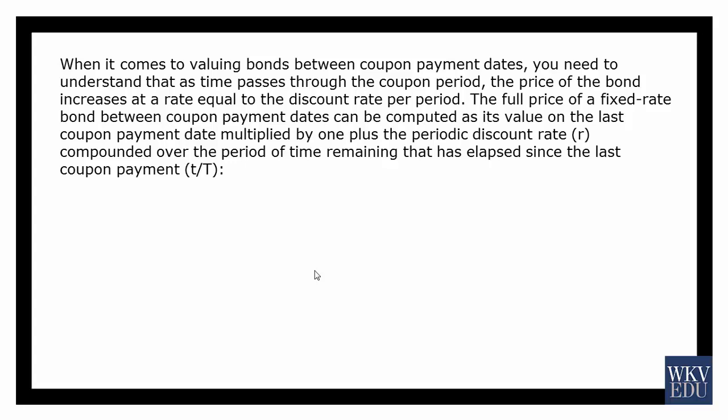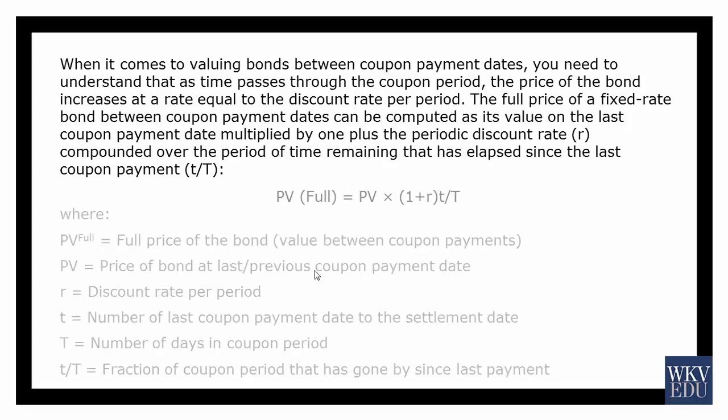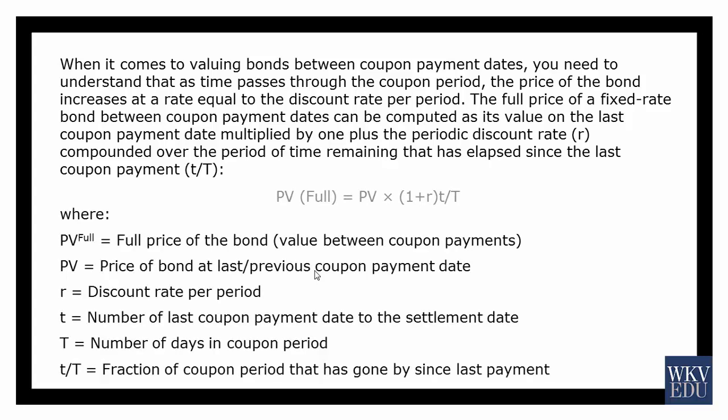The full price of a fixed rate bond between coupon payment dates can be computed as its value on the last coupon payment date multiplied by 1 plus the periodic discount rate, compounded over the fraction of the period that has elapsed since the last coupon date, and is expressed by the following. The legends being as follows. We'll now look at an example that will show us computing the full price, accrued interest, and the flat price of a bond.